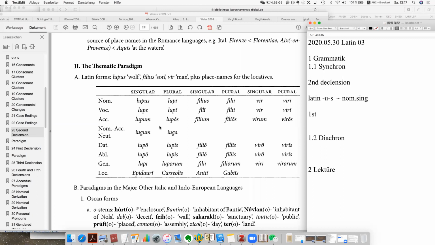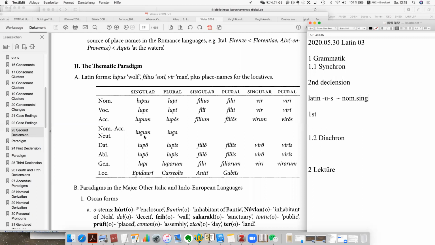And then the vocative, not used quite often. If you can't remember it, it's fine. And then the accusative is lupum. And lupus is actually masculine. This is masculine. And then this is a neuter.